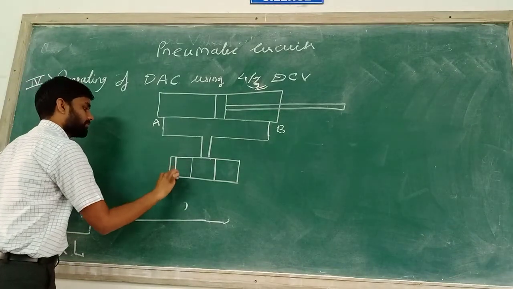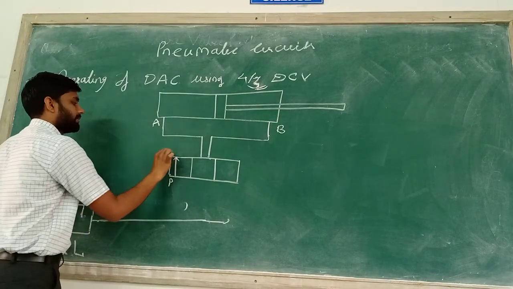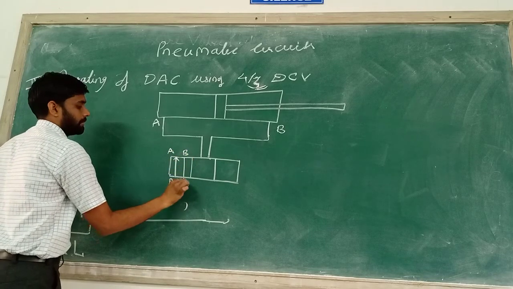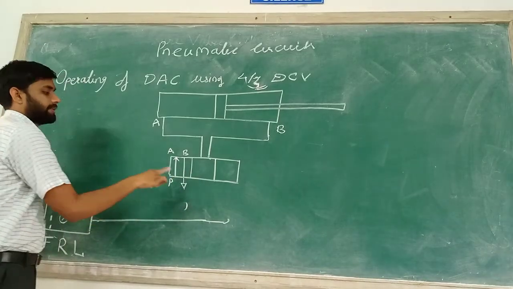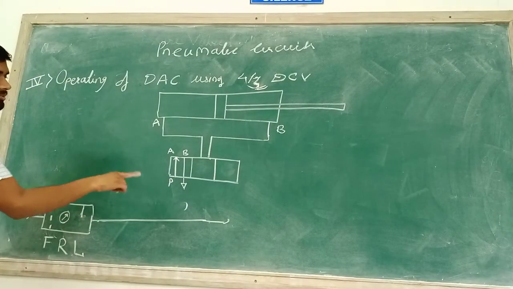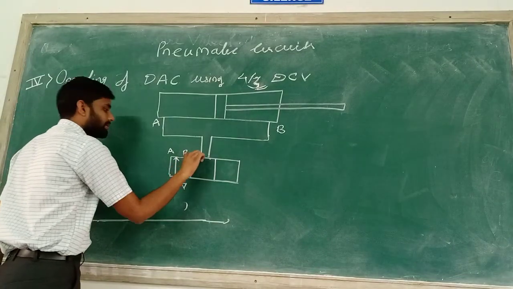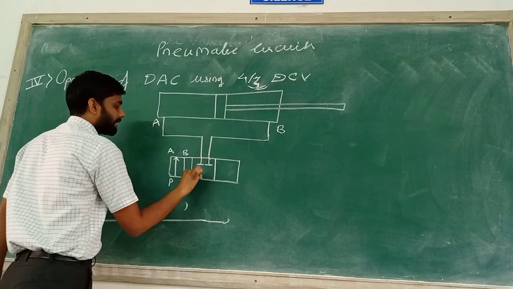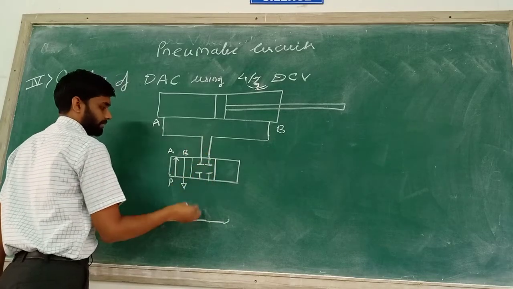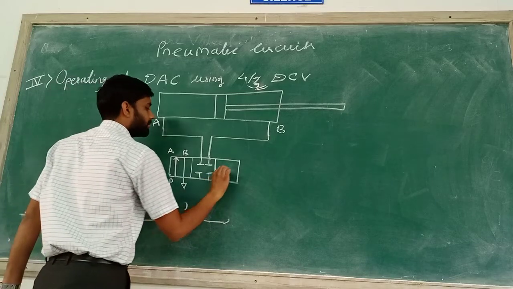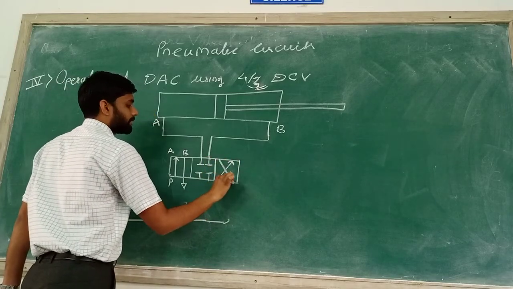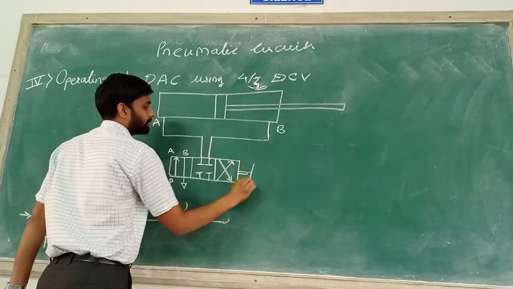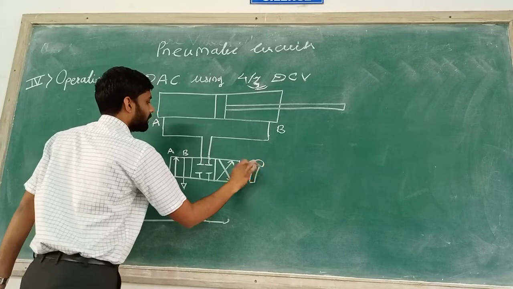So this is the first position, where port P is connected to port A, and port B is connected to the threaded air exhaust port T. This is the second position, where all these ports are shut or closed. And this is the third position, where port P is connected to port B and port A is connected to port T. Yes, this is also operated with the help of a lever.